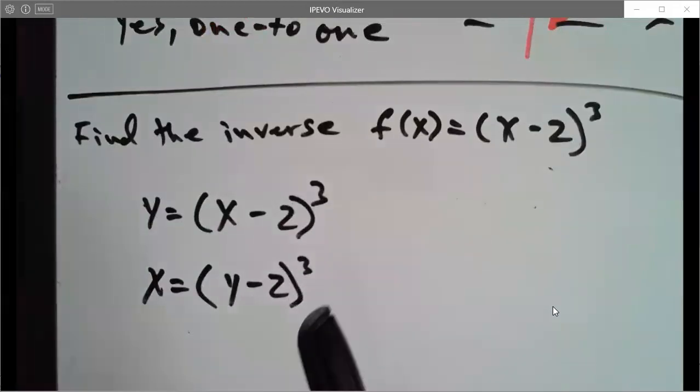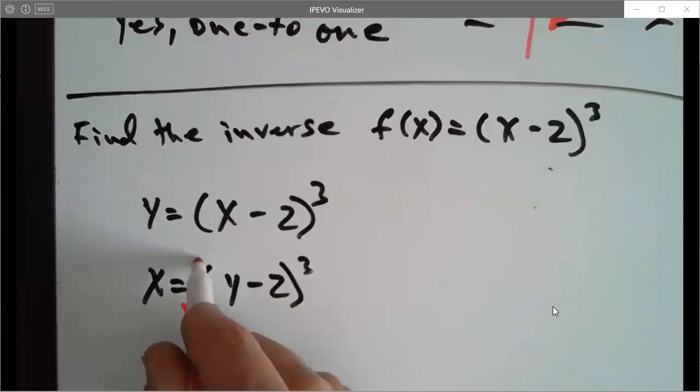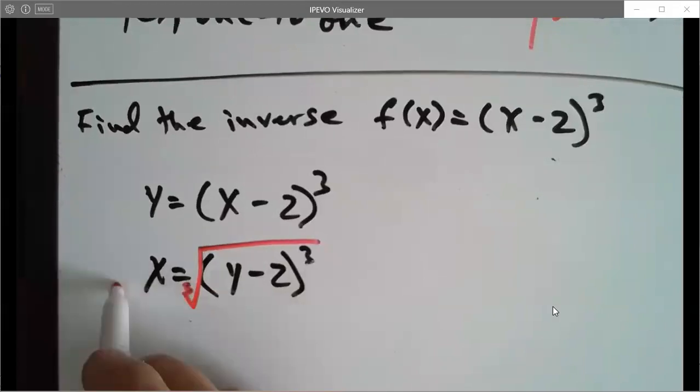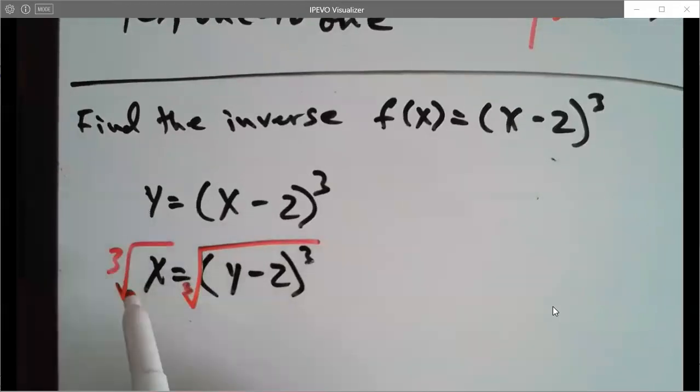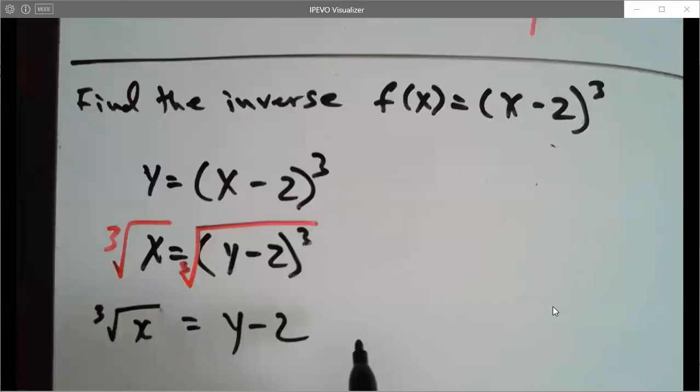Okay, well, first thing we have to do is get rid of that exponent. So we apply not square root, but a cube root. Apply cube root. And with the odd roots, you don't have to apply plus or minus. It's only the even roots. So there's no plus or minus there. So this is the cube root of x equals, and we can go ahead and get rid of the parentheses, y minus 2.